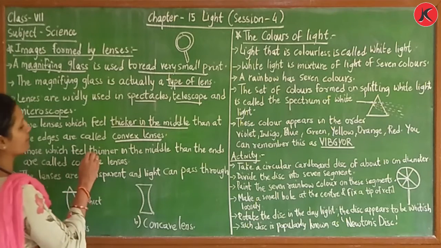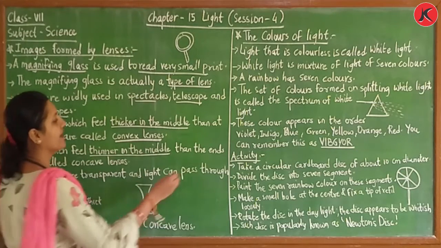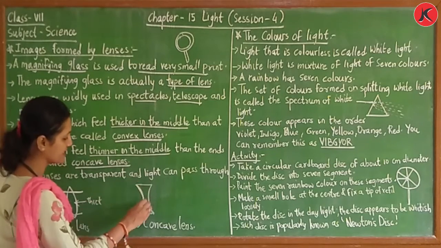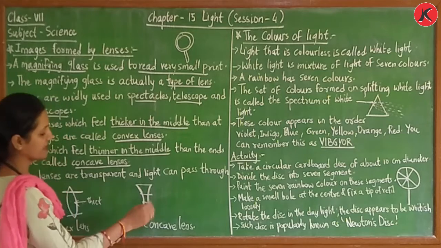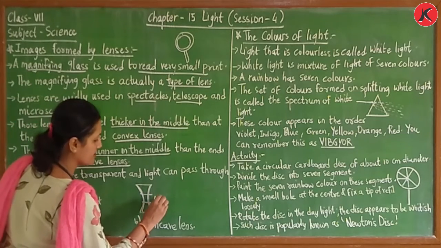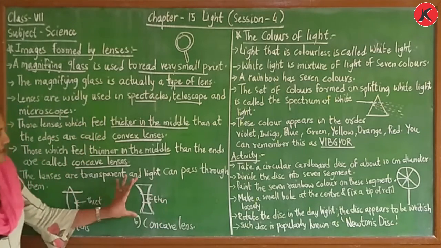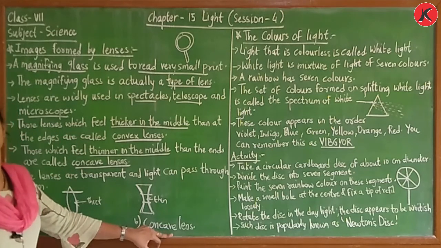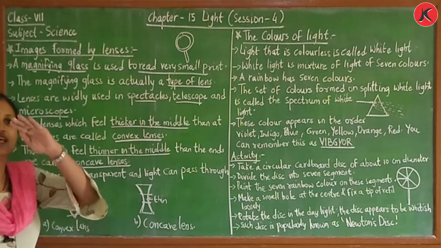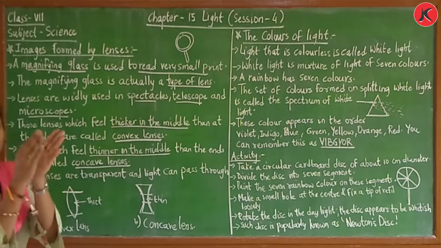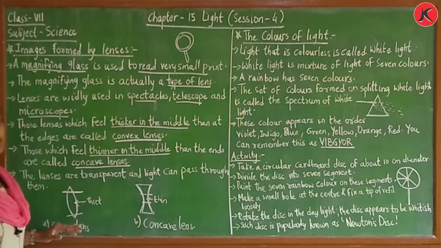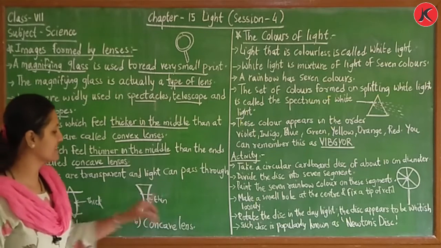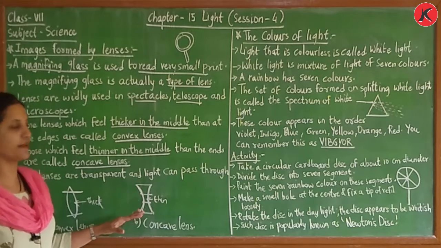Next, those lenses which feel thinner in the middle are called concave lens. Now in the center it is thinner. You can see here this part is thin, right? And the edges are thicker. So this is called a concave lens, right? It has a little bit of a hollow shape in the center on both sides. So always remember, children, that convex is O, concave lens is I. It forms the I shape, right?